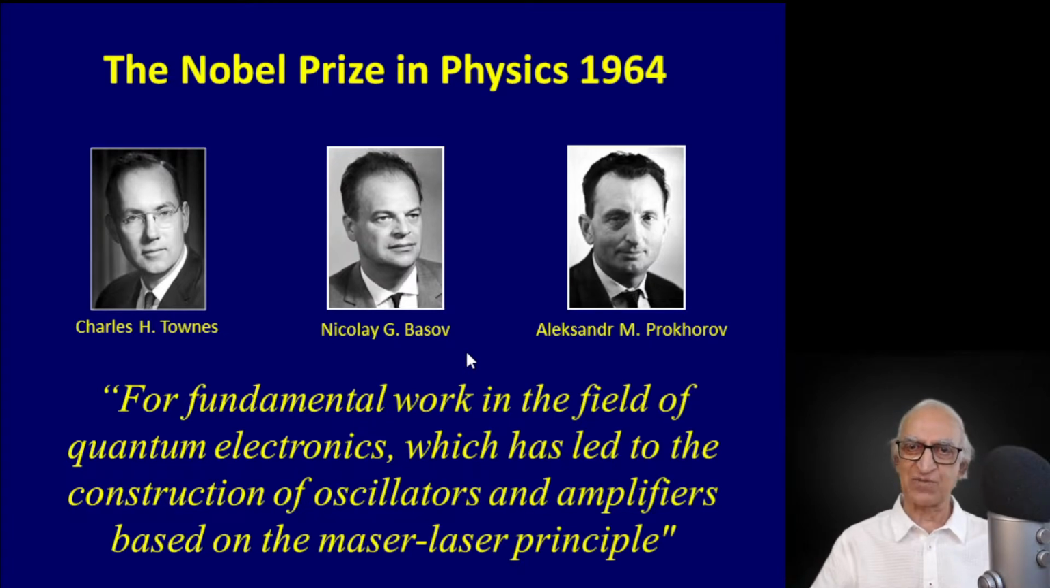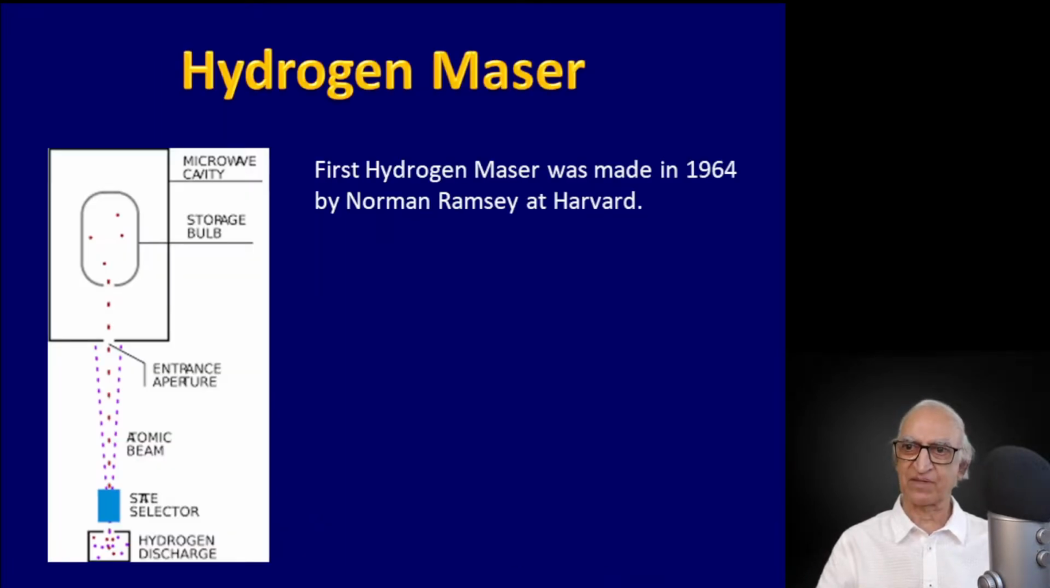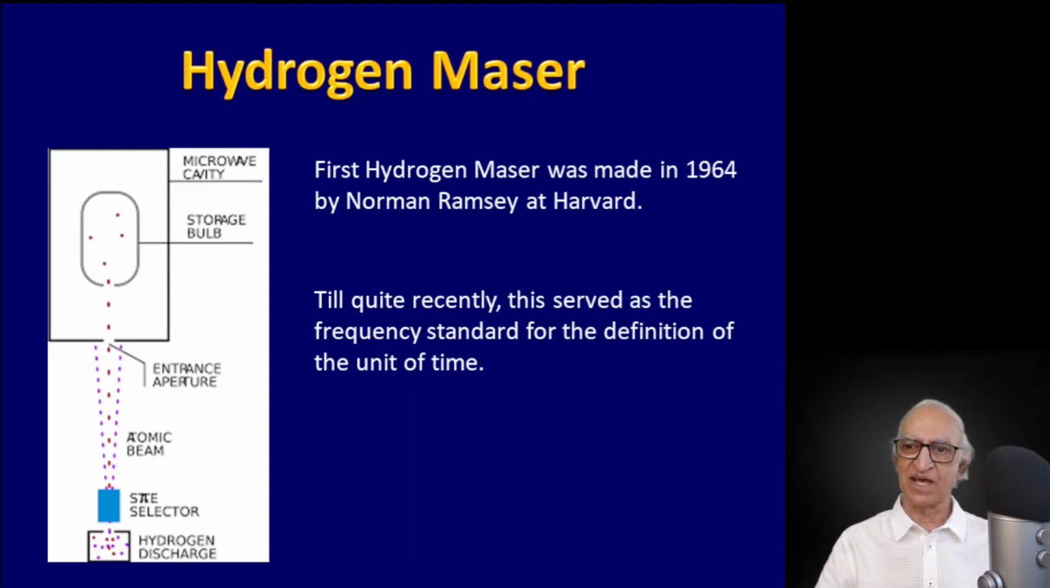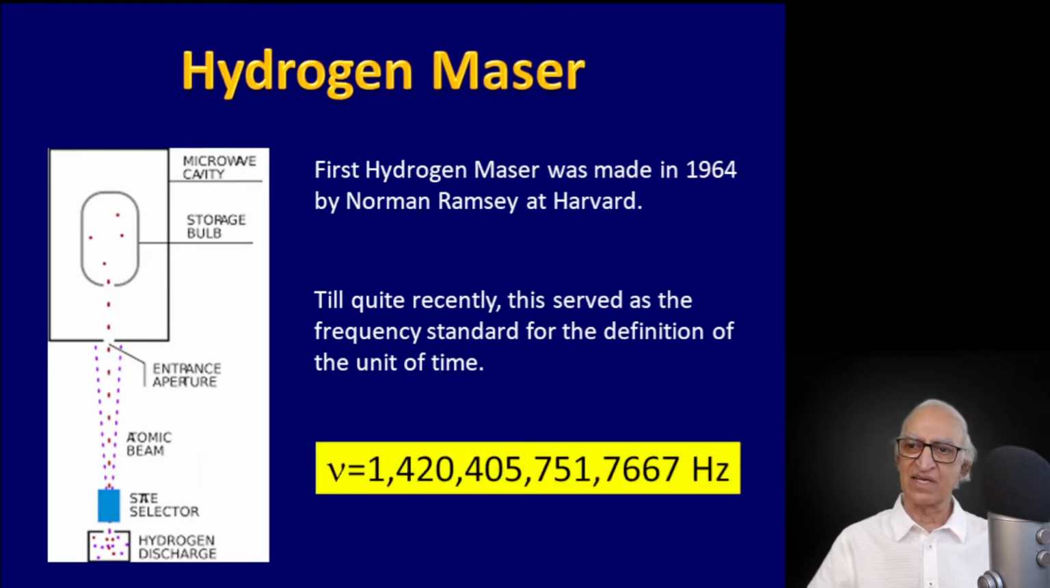Only the maser was made in 1953. The hydrogen maser was made in 1960 by Norman Ramsey at Harvard University. As I said, till quite recently, this defined the standard of time, no longer.